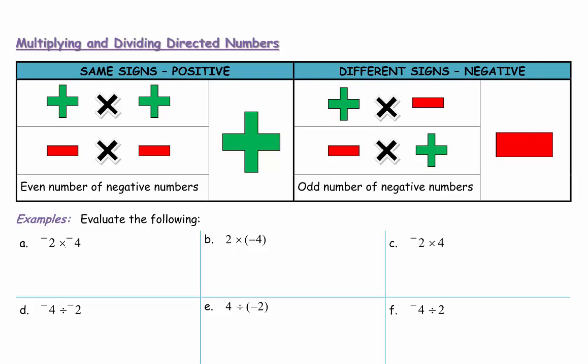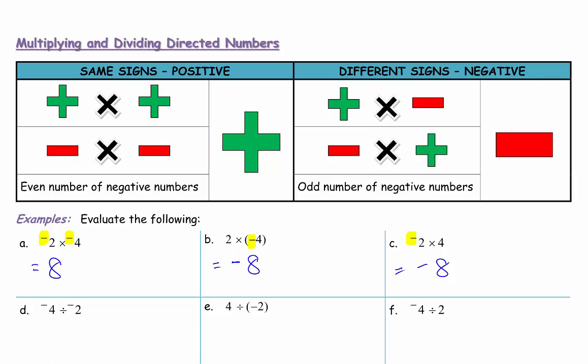So if I have -2 times -4, I have two negatives, so my answer is going to be positive. Okay, so I know my answer is positive. 2 times 4 is 8. You don't need to write the positive, it's implied. Next, 2 times -4, so I have one negative here. So I have one positive and a negative, so my answer is going to be negative. I have unlike signs. 2 times 4 is 8. Next, I have -2 times +4, so I have one negative, so my answer is going to be -8.